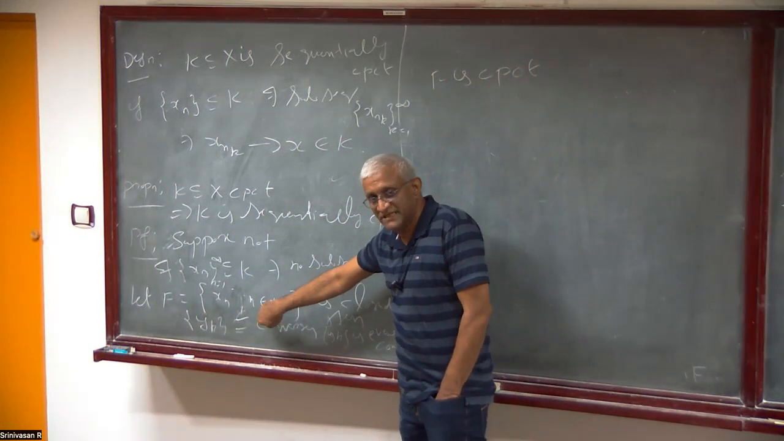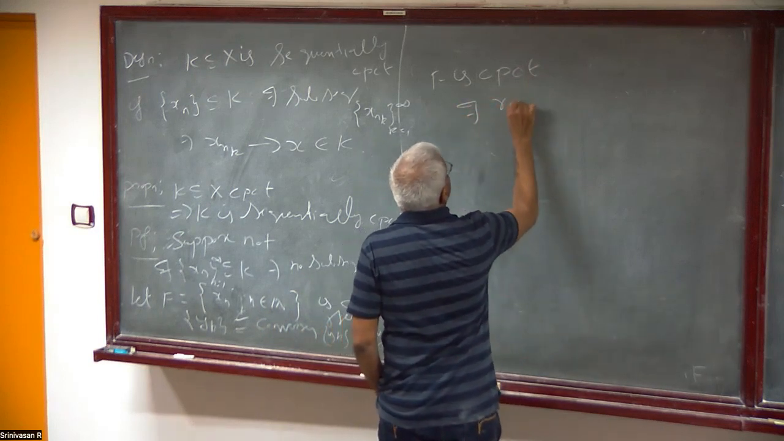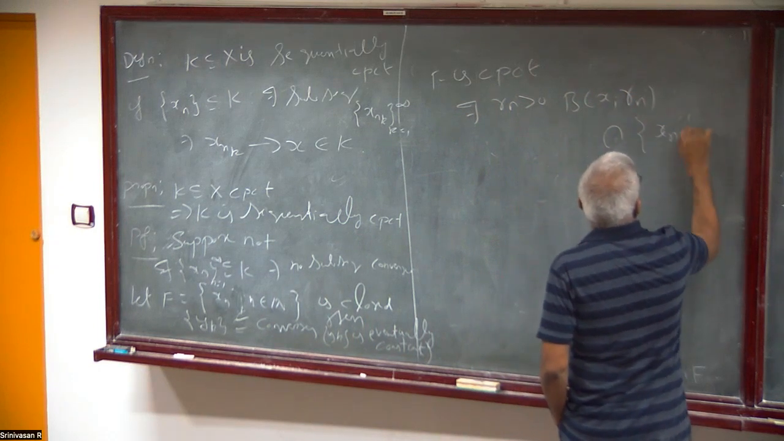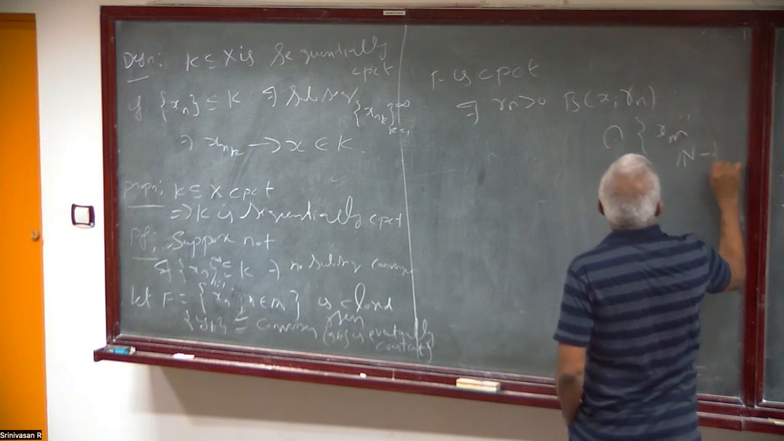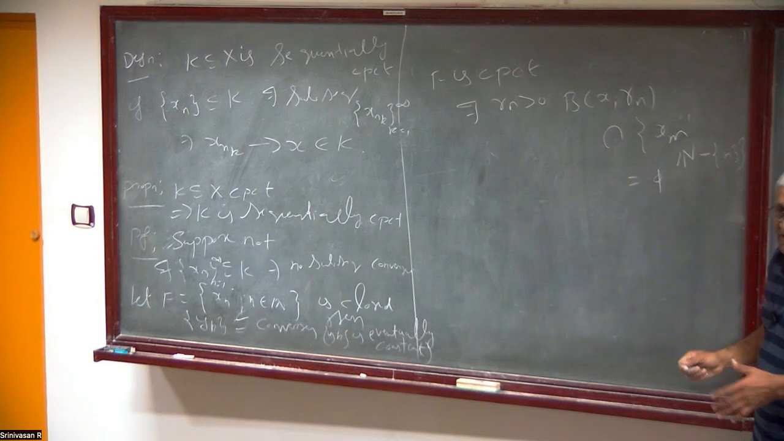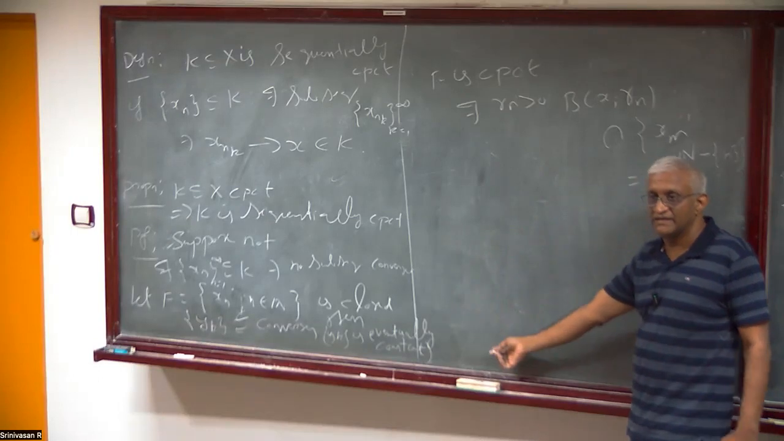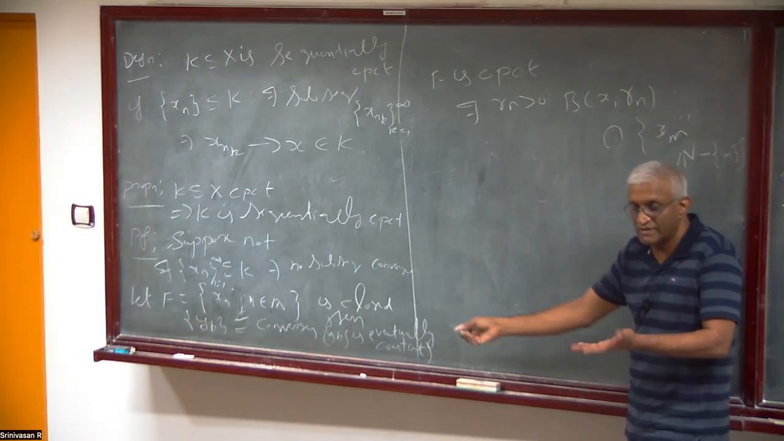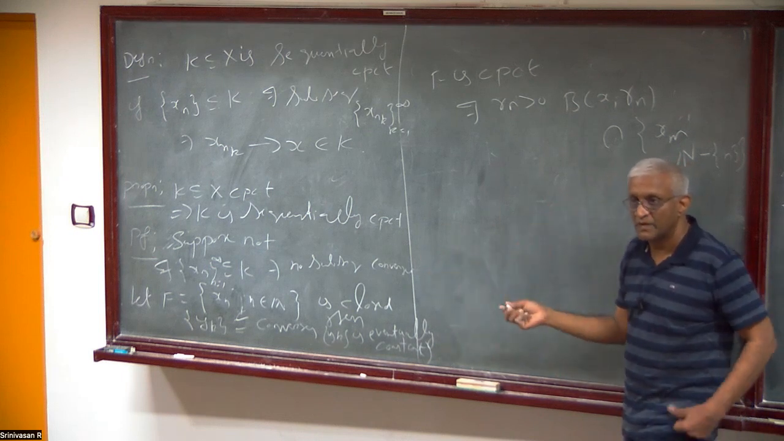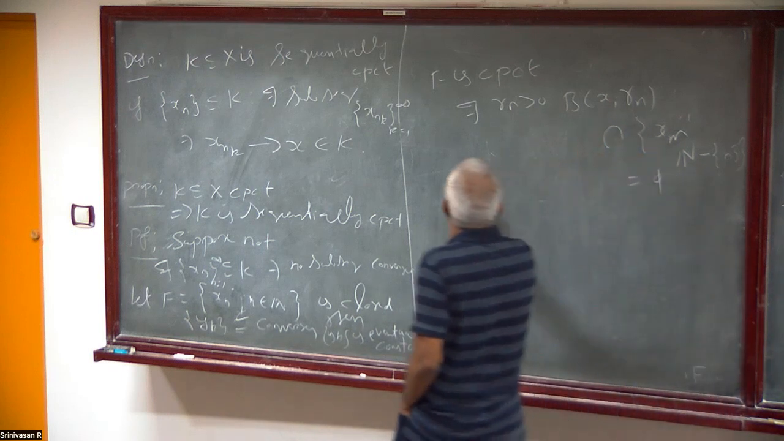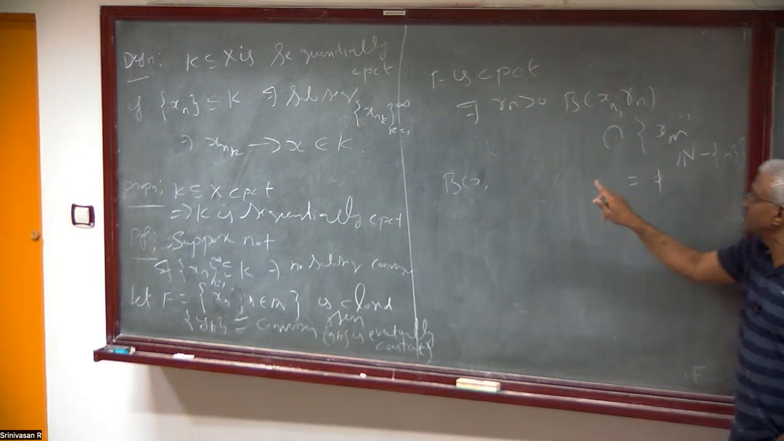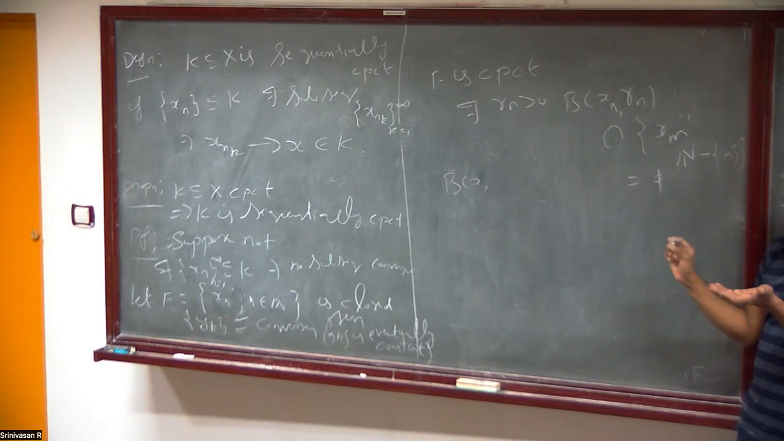But since this does not have a convergent subsequence, there exists R_n greater than 0 such that B(x_n, R_n) intersected with all those x_m, m not equal to n, is empty. Otherwise it will have a convergent subsequence, right? So there should be an open ball around each x_n such that it does not intersect with any other term of the sequence. So this is possible. This B(x_n, R_n) does not contain any of the x_m other than x_n. That's what I have written here.